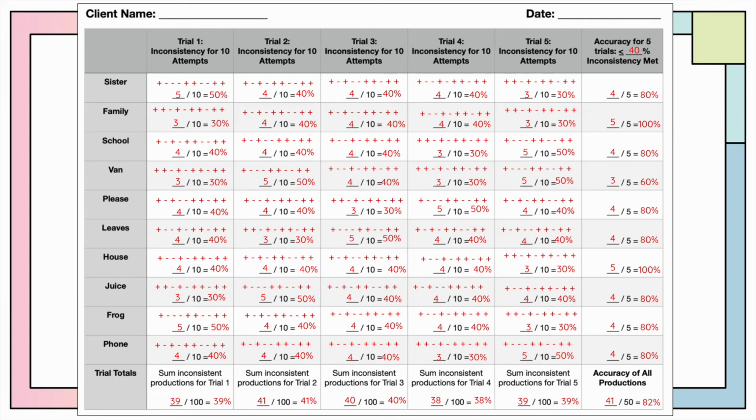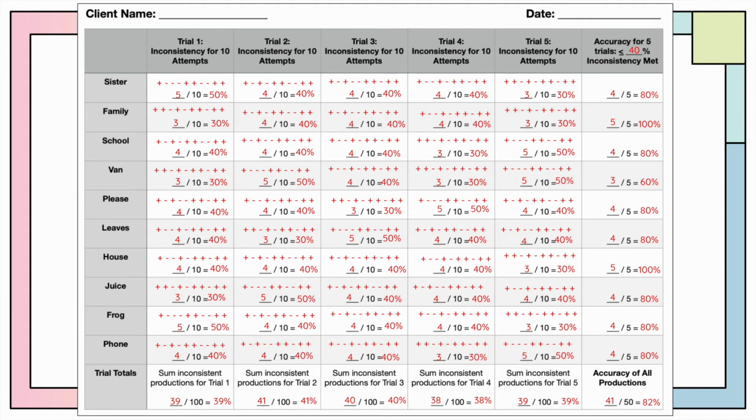So let's get started with the first target word. We'll use that in this example. That word is sister in the top left there, and we'll look at the data for its production. Across the 5 trials, with each one having 10 productions, the client produced the word sister with an inconsistency score of 40% or less for every trial except trial 1.